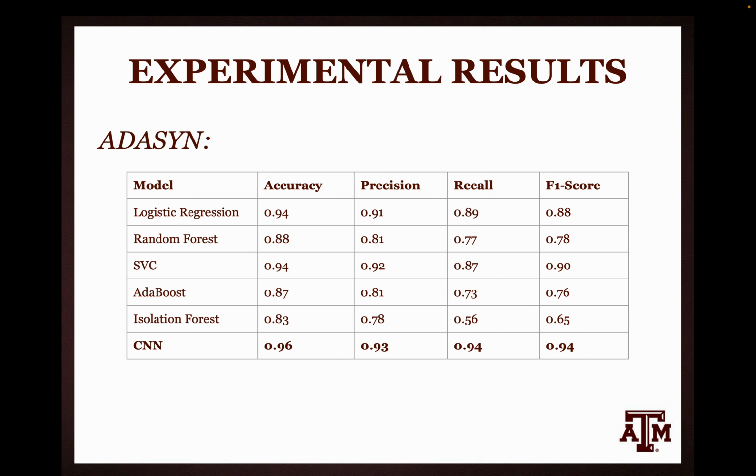The next technique employed by us is ADASYN. ADASYN stands for Adaptive Synthetic Sampling. This is also an oversampling technique, just like SMOTE, but this takes care of distribution density. Using ADASYN, we saw that CNN attained the highest accuracy of 96%, followed by logistic regression and SVC, which have 94%.